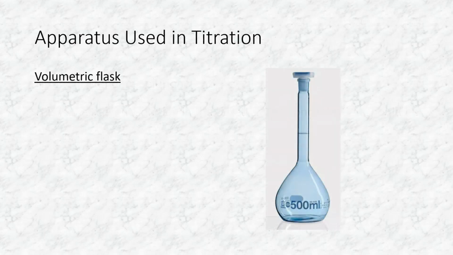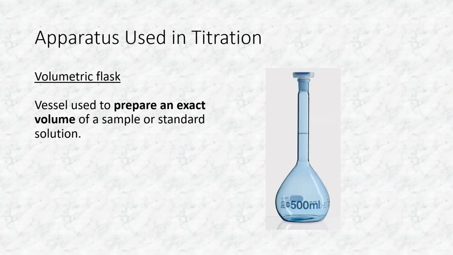Now we're going to talk about some of the apparatus that we use in the titration, and we'll start with the volumetric glassware, the volumetric flask. This is the vessel that you'll use to prepare the exact volume of the sample solution, and also you can use one to prepare the standard solution as well.